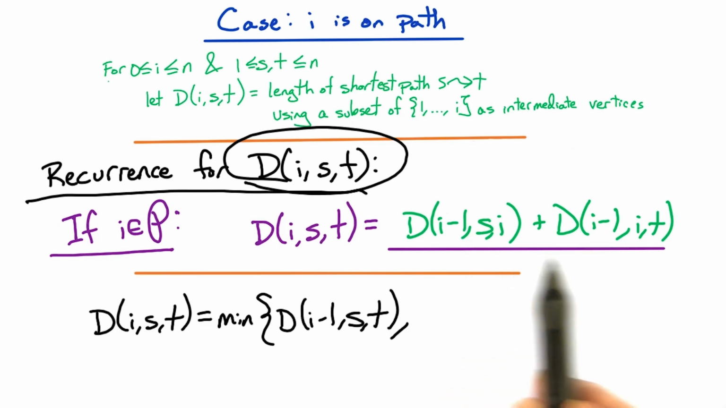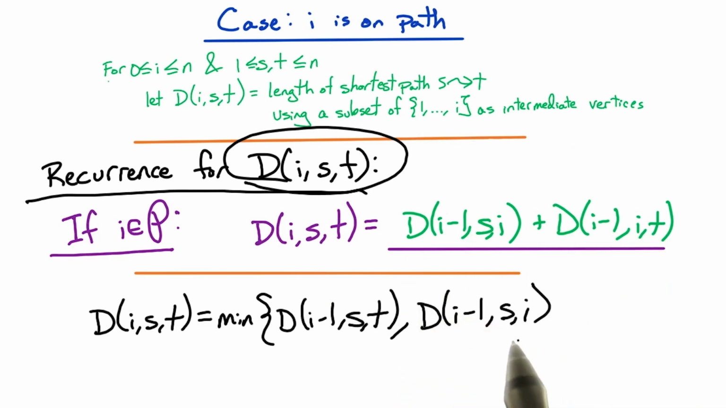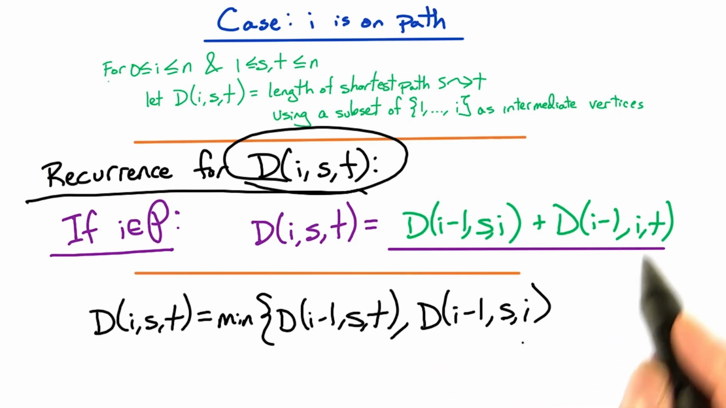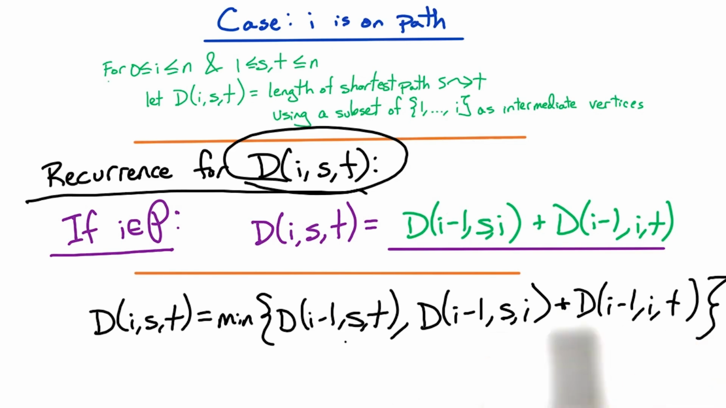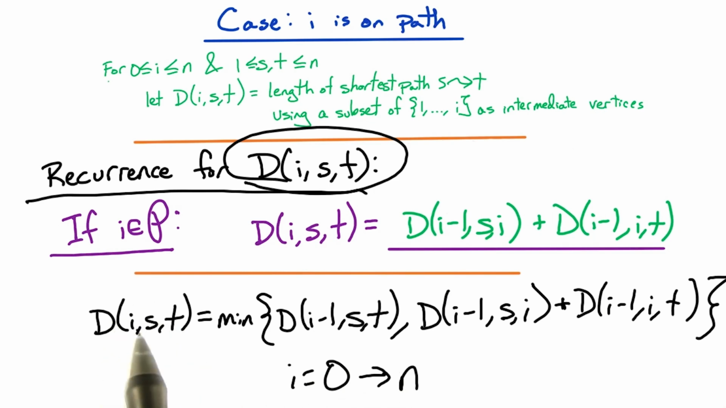When i is on the path, we have these 2 terms. We get the shortest path from s to i using the first i minus 1 as intermediate vertices. Then we go from i to t. This is our recurrence for d of i s t in terms of smaller subproblems. Notice d of i s t is using d of i minus 1. So if we go for i going from 0 up to n, then in order to solve d of i s t, it'll use smaller subproblems which are already solved in our dynamic programming algorithm. So let's go ahead and write the pseudocode for this dynamic programming algorithm.